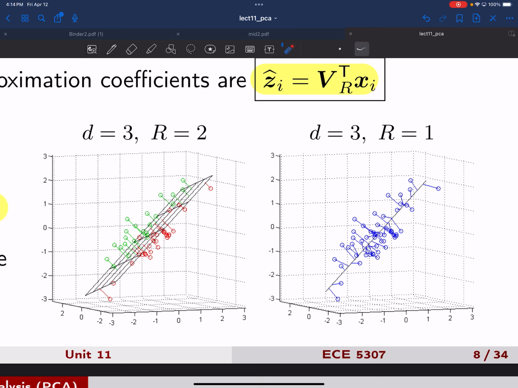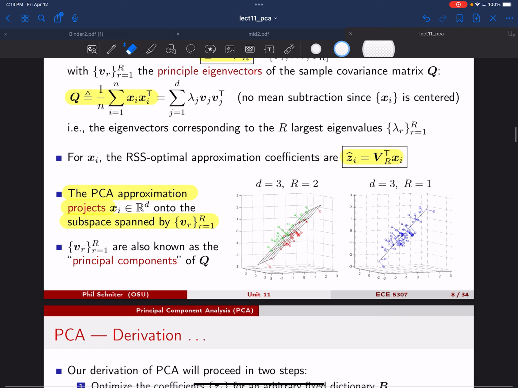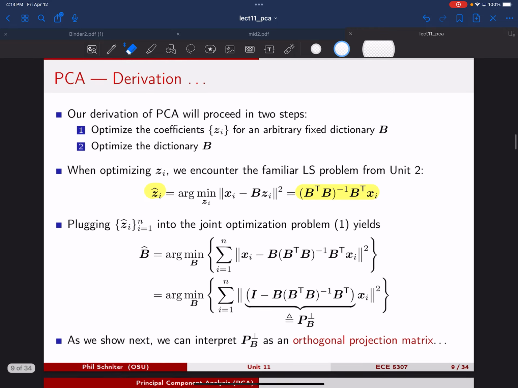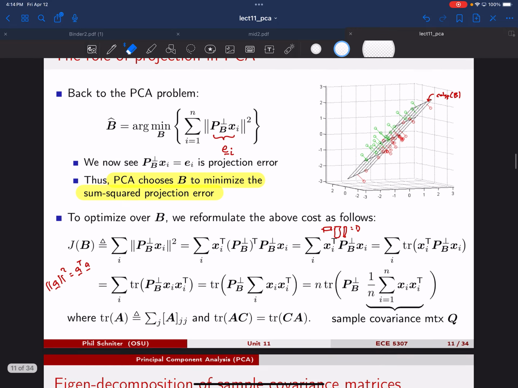In either case, the Z coefficients tell you where you are along here. So for this case, ZIs would be scalars, and they would just tell you where along this line you are. In this case, the ZIs would be 2-dimensional quantities, and they would tell you where in this plane you are for each point. Okay, so that's the method. Any questions?